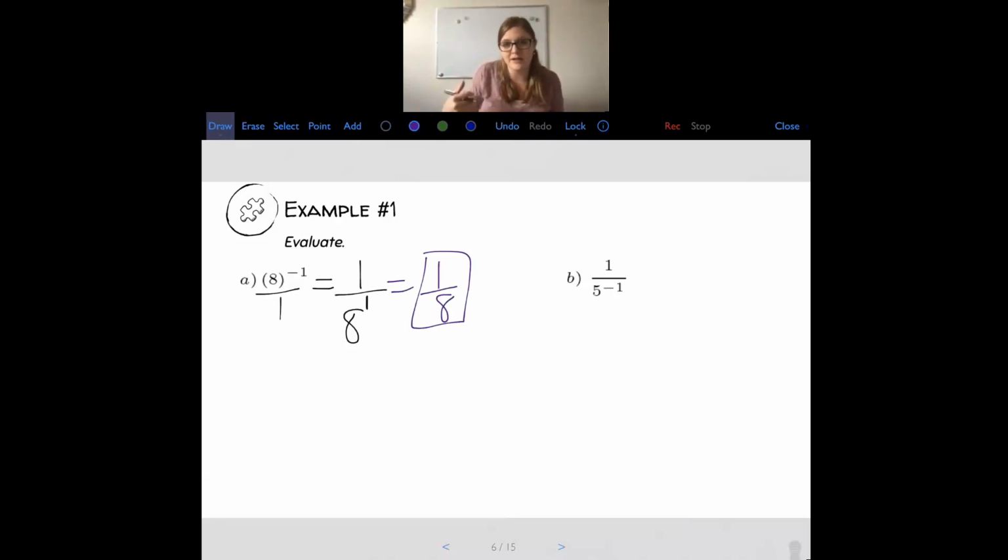Part B is what I was talking about with the rule, that it depends on where it is in the fraction. So 5 to the -1st is in the denominator, so we're going to bring it to the numerator to make that exponent positive. So this is 1 times 5 to the +1 power now. You can still put this over 1 if you want, but you don't have to. So this just becomes 5.